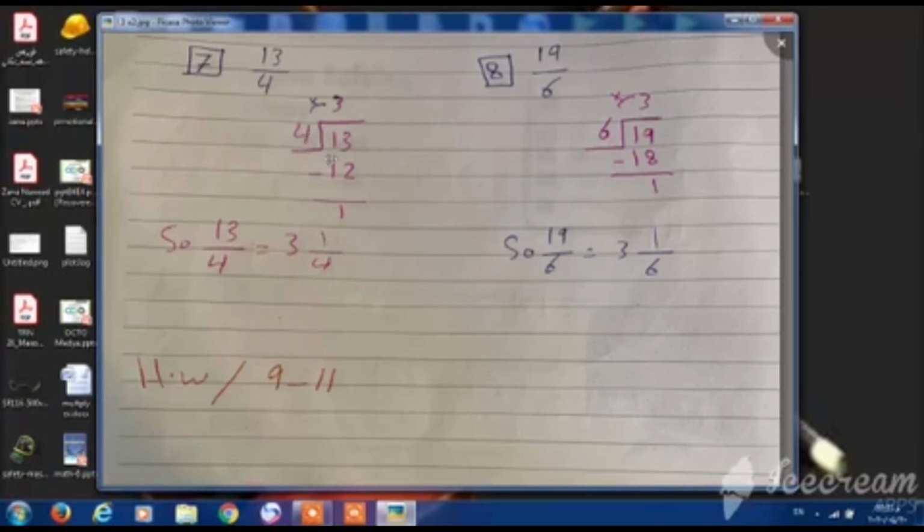Okay, now we have 19 over 6. So we divide 19 by 6. 19 divided by 6 equals 3. 3 multiplied by 6 equals 18. Okay, 19 minus 18 equals 1. So 1 is the numerator, and 6 is the denominator, and 3 is the whole number.